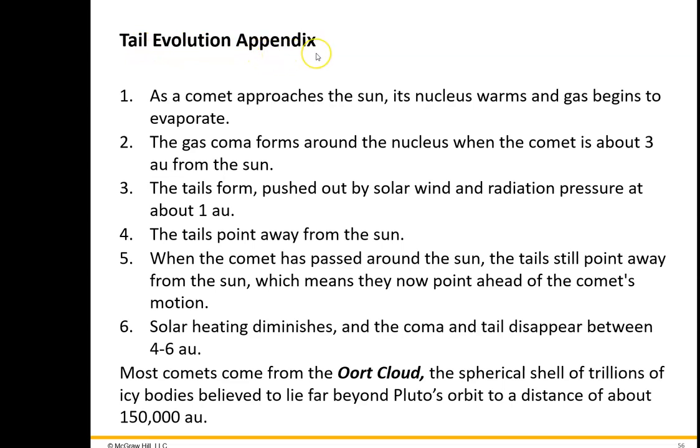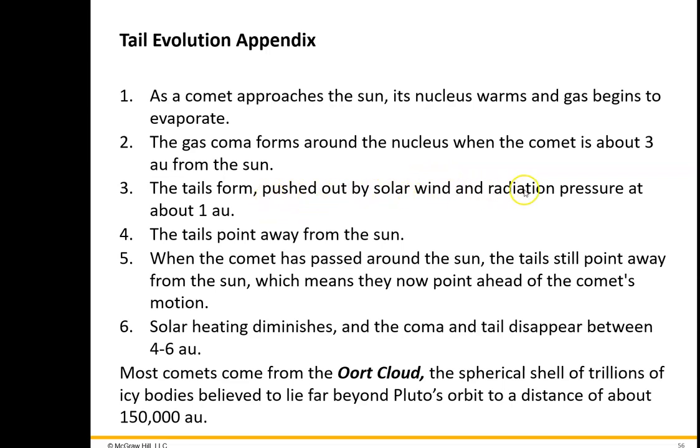The tail of evolution. Let's see. So as comets approach the sun, the nucleus warms and gas begins to sublimate. It goes directly from a solid to a gas. The coma forms around the nucleus when the comet is about 3 astronomical units from the sun. The tail begins to form, usually anywhere between two and 1 astronomical unit.